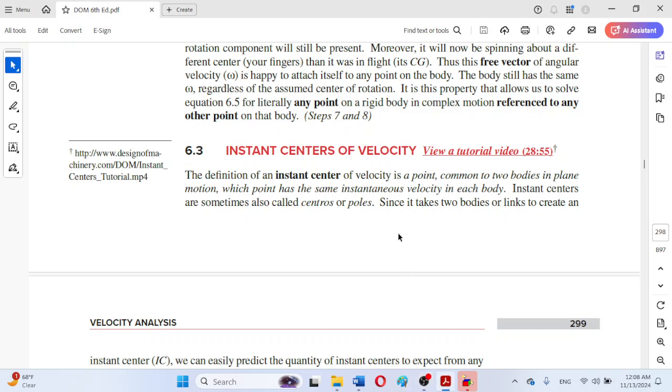Assalamu alaikum. In this video I will be explaining this article 6.3 from the book Design of Machinery, the instant centers of velocity.